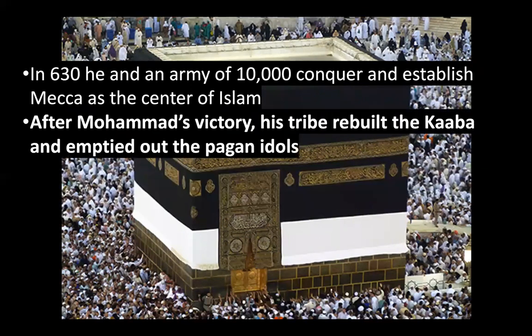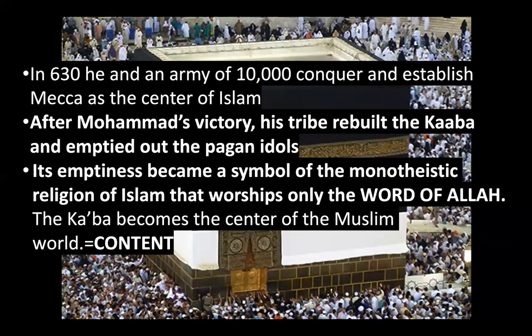So this is what we need to know. After Muhammad's victory, his tribe rebuilt the Kaaba and emptied out the pagan idols. They're changing it from the polytheistic religion to the monotheistic. It's empty inside, except I believe there are 3 pillars or columns. Its emptiness became a symbol of the monotheistic religion of Islam that worships only the word of Allah. And that's really important, like I said, because calligraphy is the number one art form. And here's another way to spell Kaaba.